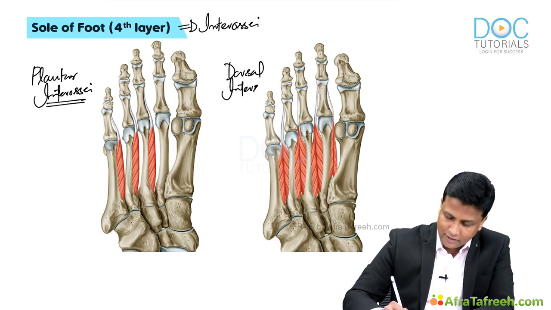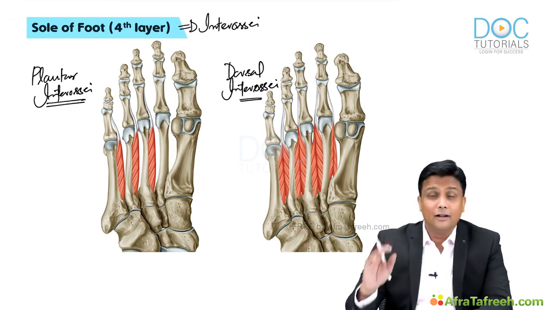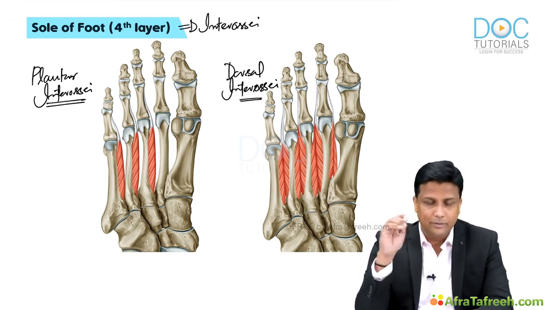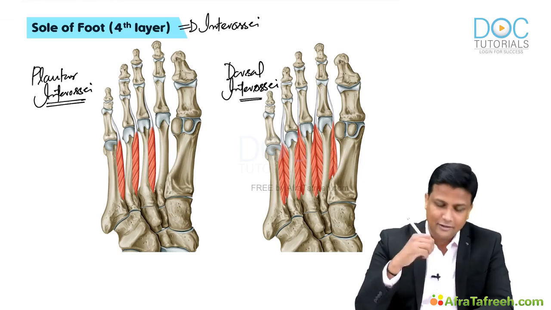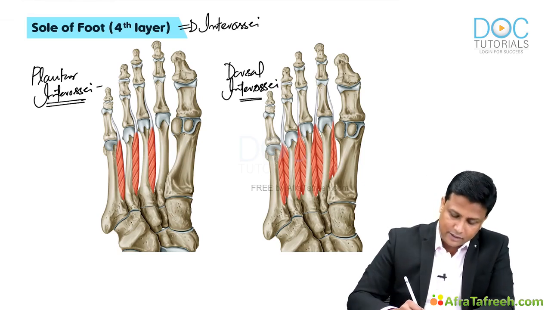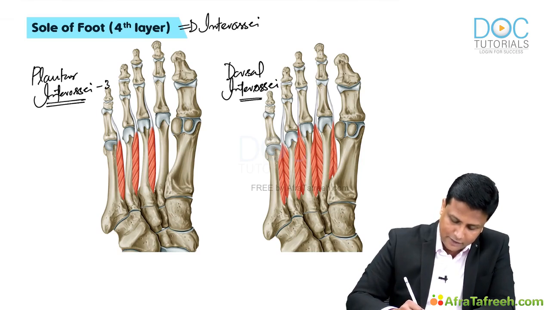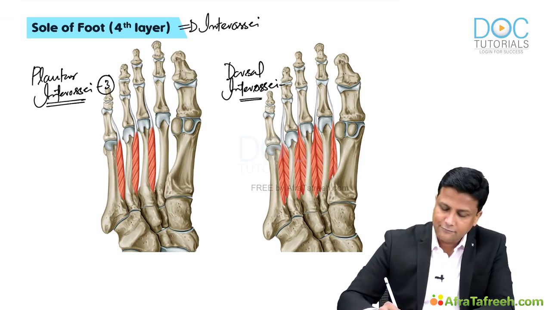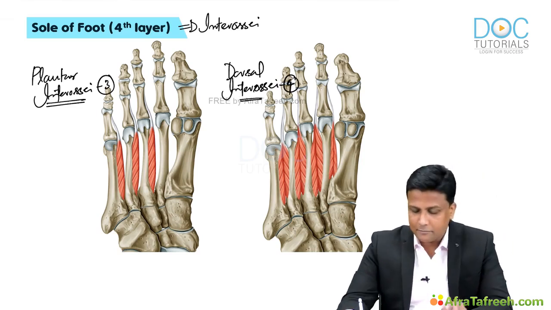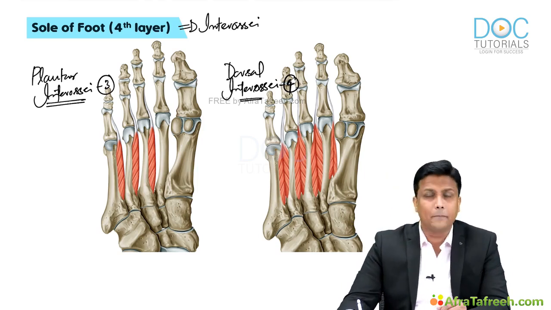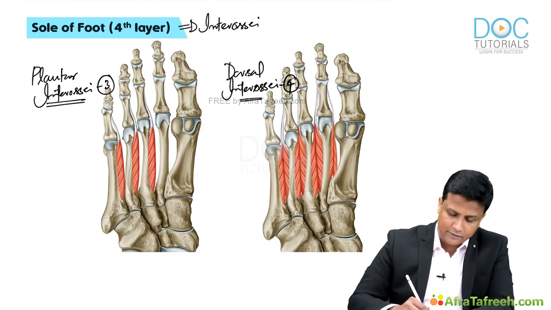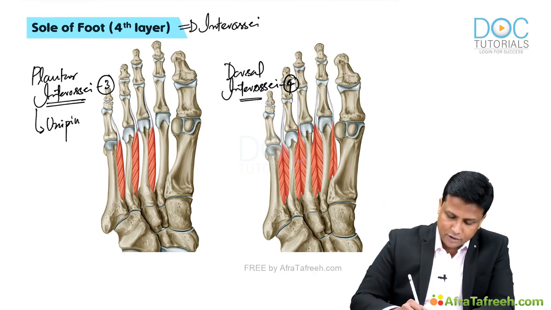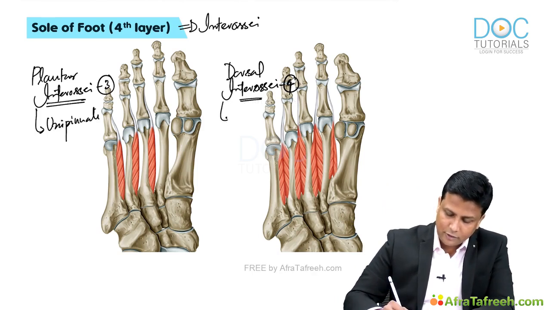The one difference I was speaking about is that the palmar interossei are totally 4 of them, but you can clearly see in my diagram that the plantar interossei will be only 3 in number, whereas there will be 4 dorsal interossei. 3 plantar and 4 dorsal interossei. The number differs here, and the remaining everything is the same. Even the plantar interossei will be unipinnate, but the dorsal interossei will be bipinnate.